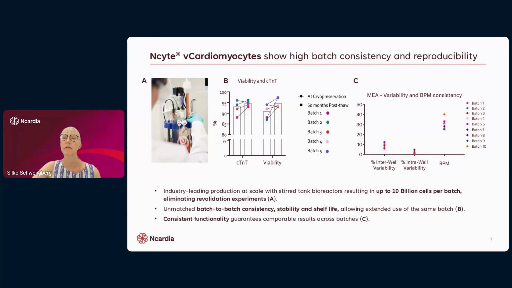What might be of even more interest is the data that I show you here in panel C, which is the variability and beat rate consistency across 9 different batches of cardiomyocytes. What you can see here is that both the inter- and intra-well variability in our MEA release assay is really low. And also the beat rate, with the exception perhaps of one batch, is clustering very closely together and is very consistent.